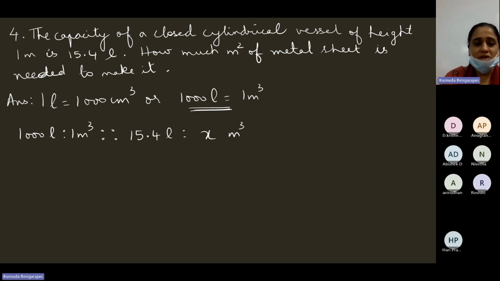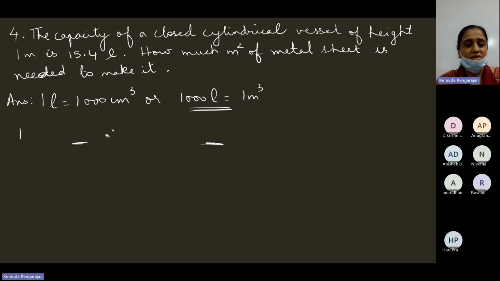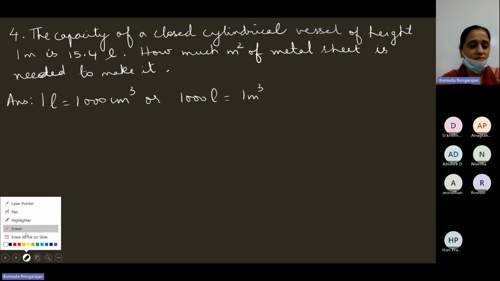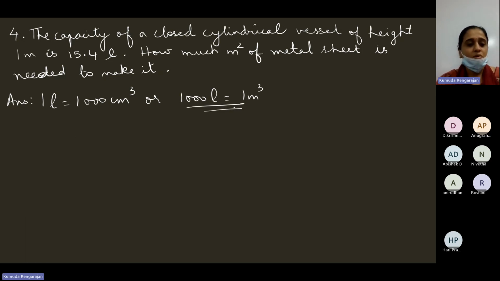So write it as a proportion like this. 1,000 liters is 1 meter cube. 15.4 liters is how many meter cube? Liters and meter cube like this. The order is important. You understand what I've written? Or you can also write it like this, children. I think this will be better. You can write it straight away like this. One second. I have written both the conversions. We are using this one.